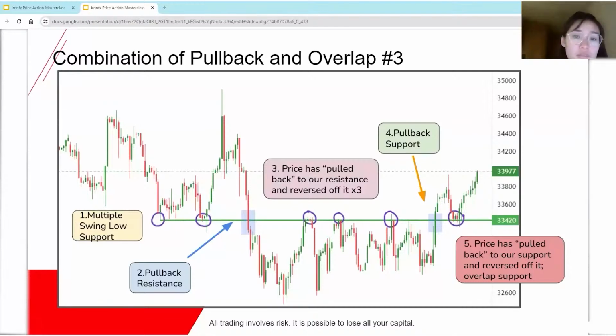Okay, another example. Here there are multiple swing lows in line at the 33420 level. Once price breaks this level, it becomes a pullback resistance. We can see price has tested this level 3 times, making it a strong overlap resistance level. We can see price surpass this level again to become a pullback support. Lastly, it tested this level and bounced off of it, becoming an overlap support.